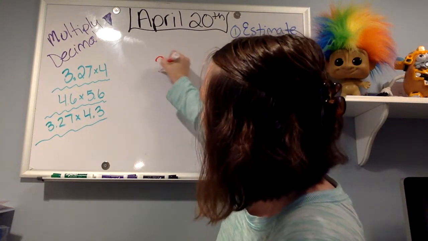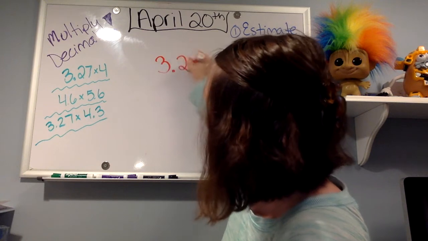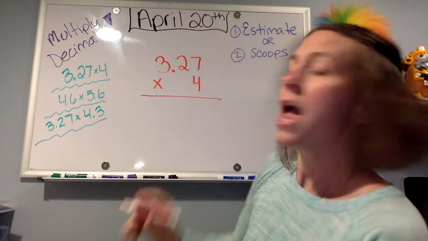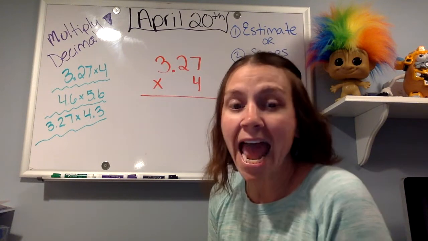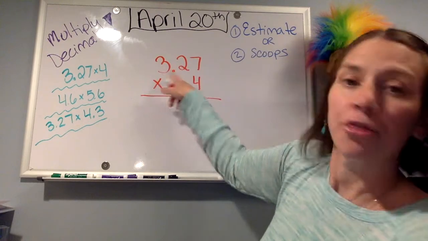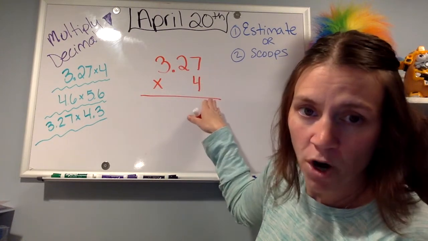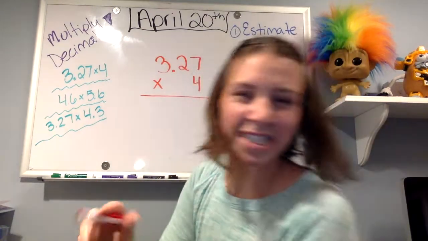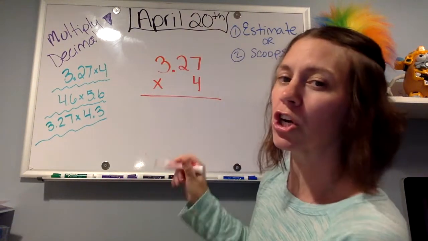So I'm going to set up my problem just like we normally would, like this, okay? And here's the thing. We're going to pretend there's no decimal point. So this is just 327 times 4. That's it, 327 times 4. And you guys have already done this. We already took quizzes and tests on this, and you did this last year, okay?